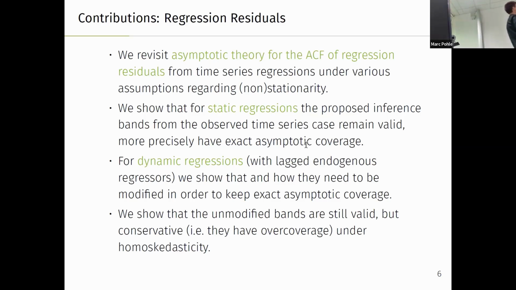For static regressions, we show that the bands we construct for observed time series remain valid. You need no modifications. And for dynamic regressions, interestingly, which are probably the more relevant case, since usually you want to include lagged dependent variables, we show that they need to be modified, and how they need to be modified, in order to keep the asymptotic coverage of 90%, or 1 minus alpha more generally.